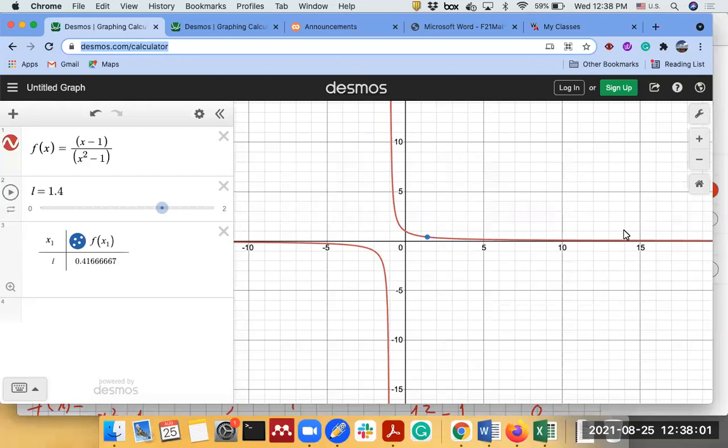Then if you define a function, for example, this function here, it will plot it here. And the red curve here is the graph of this function, f of x. Okay?